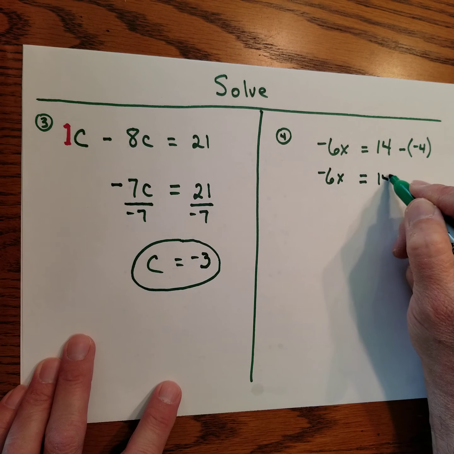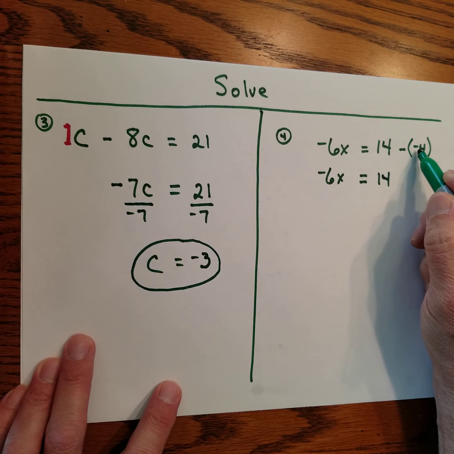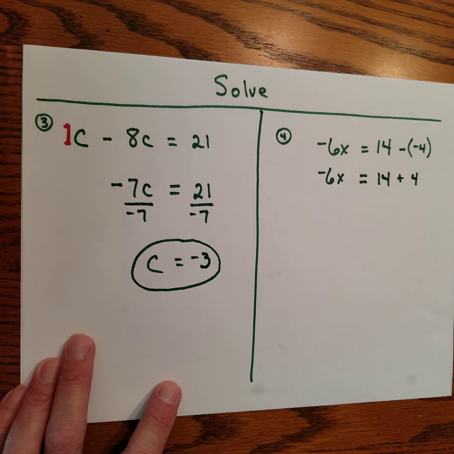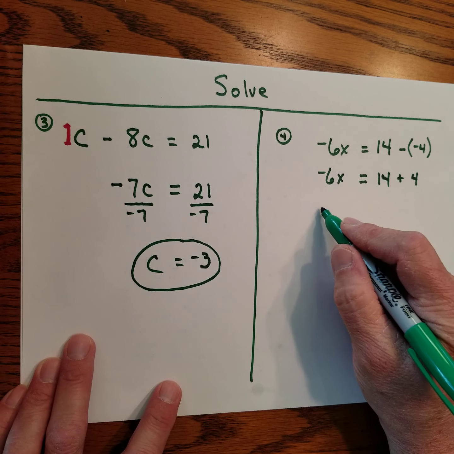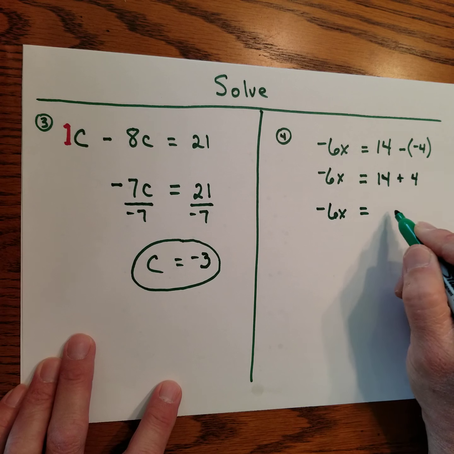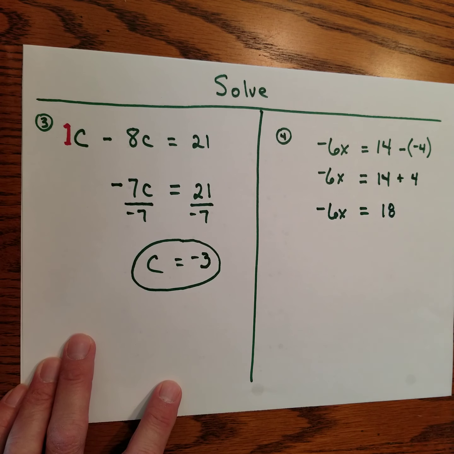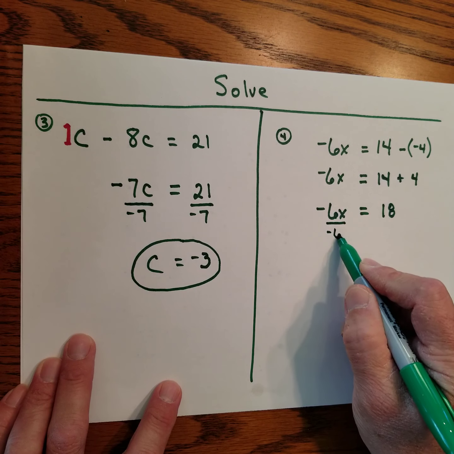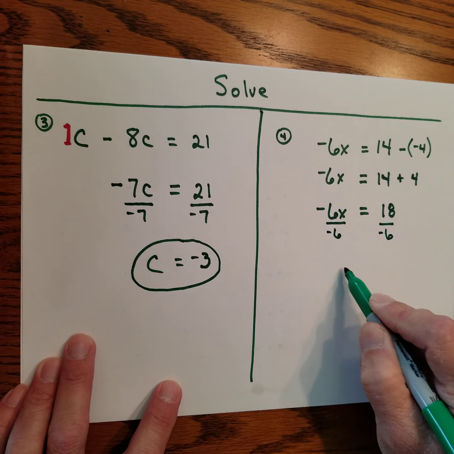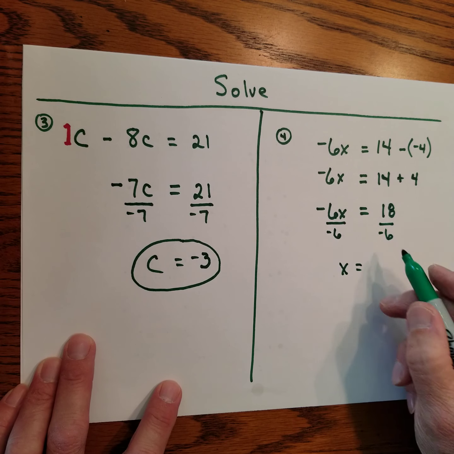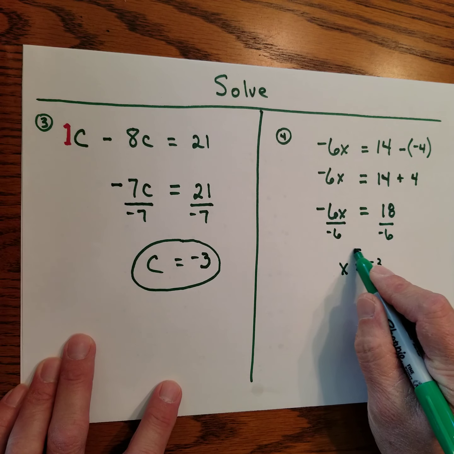Now I'm going to remember that subtracting a negative is the same as adding. 14 minus negative 4 is the same as 14 plus 4. 14 plus 4 is 18. Now divide by negative 6. And a positive divided by a negative is a negative.